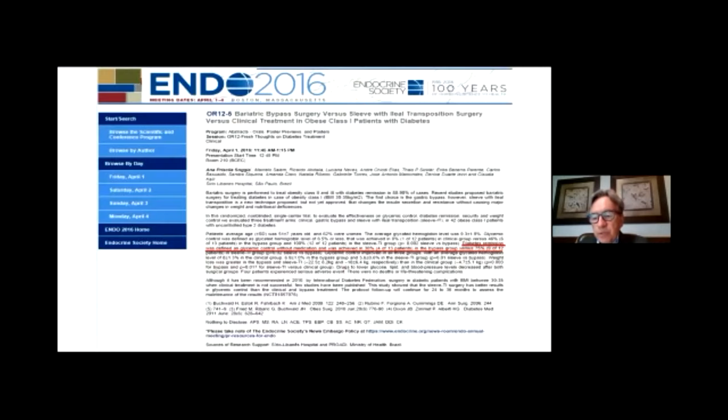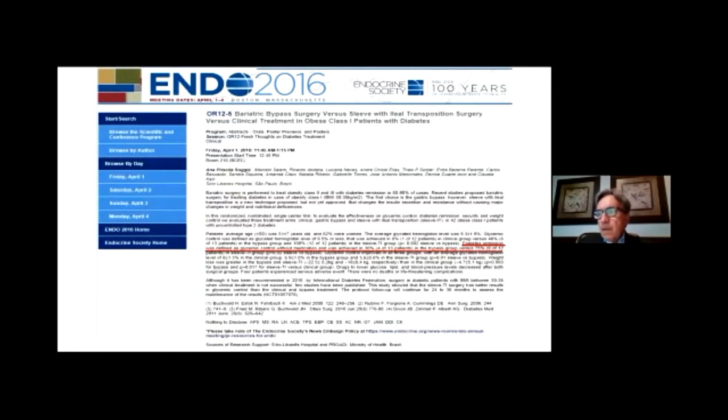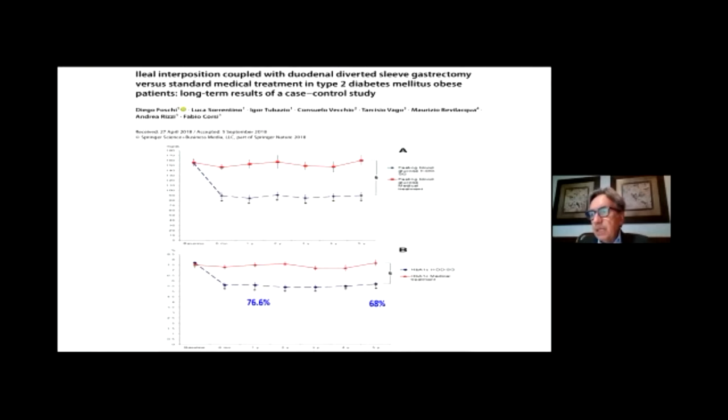Is ileal interposition a viable alternative? Well, in this long-term study from the University of Milan, diabetic patients had ileal interposition compared to clinical treatment. At 5 years, nearly 70% of the patients after surgery had A1C below 6 and normal fasting glycemia.